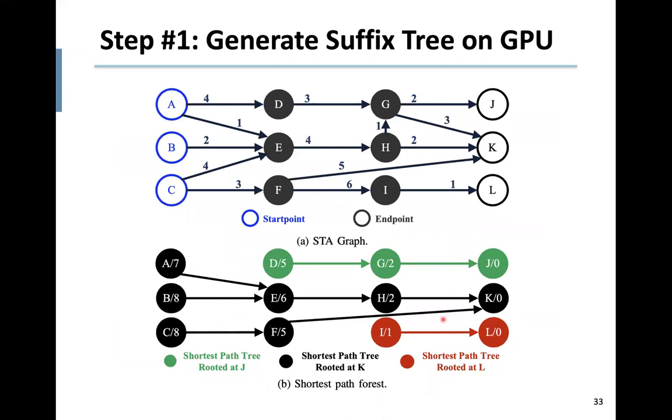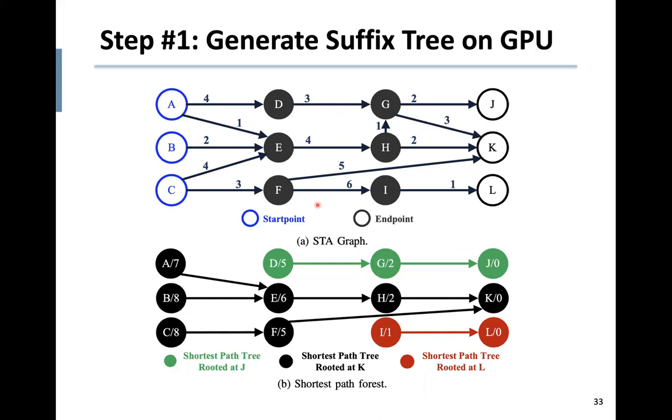So the first step in our GPU accelerated PBA algorithm is to generate suffix trees on GPU. This is equivalent to finding a shortest route ended at all endpoints in the timing graph. Here we represent a circuit graph using a sparse matrix and update the distance level by level from the endpoint to the primary input. So this process is essentially finding the shortest path. And there are many algorithms we can use to solve this problem.